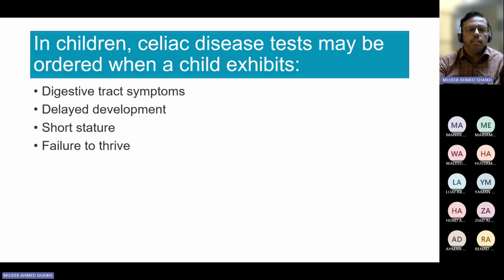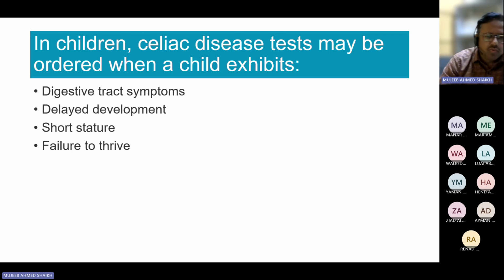In children, a celiac disease test may be ordered when the child exhibits some digestive tract symptoms, delayed development or short stature, or failure to thrive. Failure to thrive means children who are having excessive loss of weight and are not able to cope with life. Then we have to think there is an absorption problem.